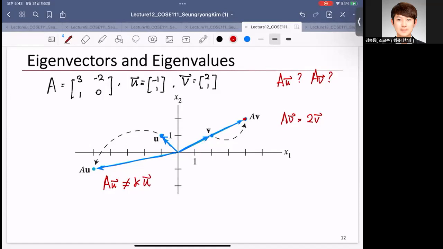So in this case, to understand what happens when we multiply matrix A to the arbitrary two-dimensional vectors U or V or X, vector V is more important than vector U, because AV is going to be V times the scalar value 2.